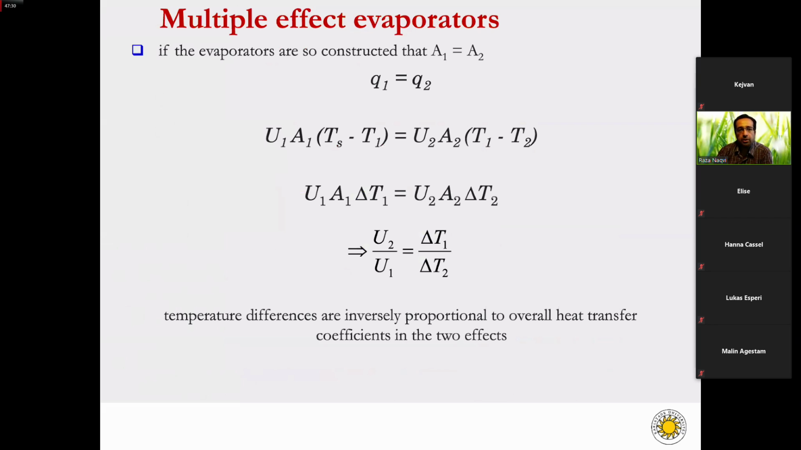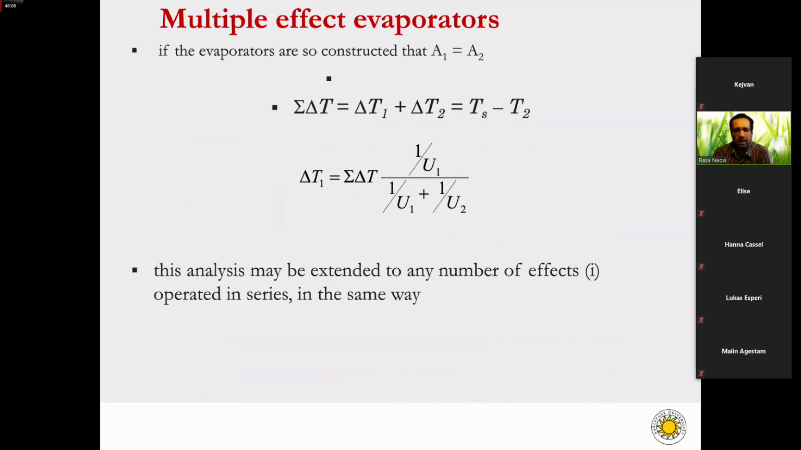So when you write your equations, and if the evaporators are constructed in a way that the areas of all those evaporators are the same, then you can write Q1 equal to Q2 and Q2 equal to Q3. Then you will find an equation which gives us information only about the relationship between the heat transfer coefficient and the delta T. And we can see that the temperature differences will be inversely proportional to the overall heat transfer coefficient in the two effects or multi effects, right?